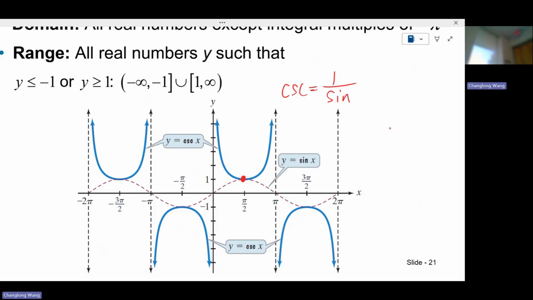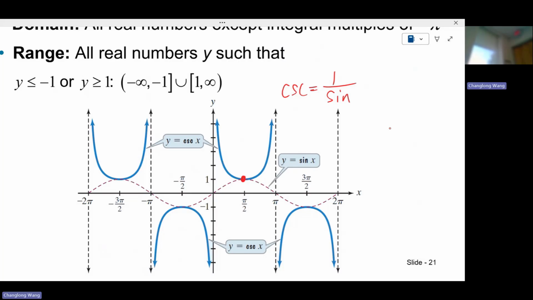See that? Now, what about this point? That is the minimum of the sine, right? But if you're making a denominator small, you're making a fraction big. So that's why if sine is reaching its minimum, cosecant is going to be at its maximum. That's why it's the highest point of the U shape, right?